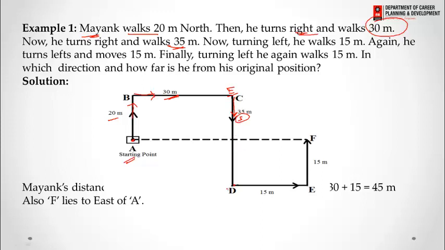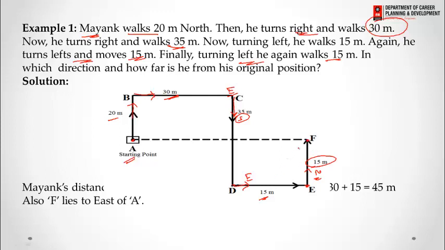He is moving towards point D for 35 meters, from where he took a left turn of 15 meters. The left for south is in the east direction, so he walks for 15 meters and reaches point E. Now finally he took again a left turn and walks for 15 meters. For east, left is in the north direction, from where he walks for 15 meters and reaches point F.